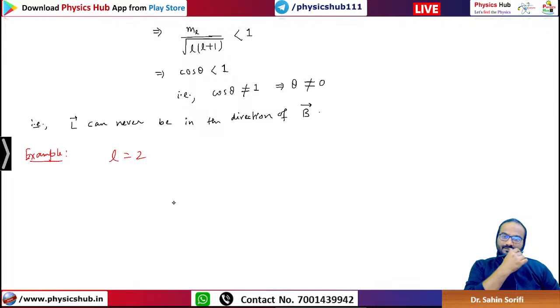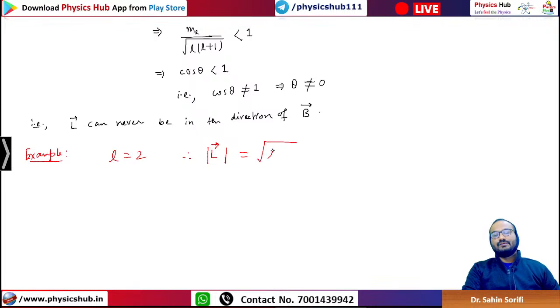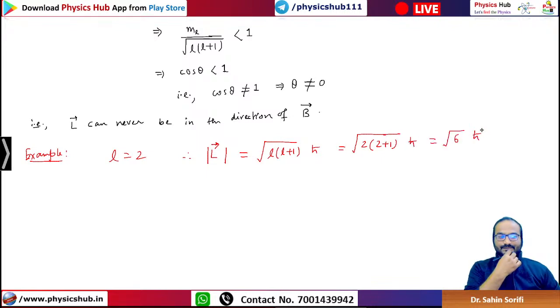So what will be the magnitude of L? So it is root over L into L plus 1 h cut. So root over 2 into 2 plus 1 h cut, root over 6 h cut. So what will be the value of ml? So one value is 0. So minus 2 to plus 2. So plus minus 2 will come, plus minus 1 will come.